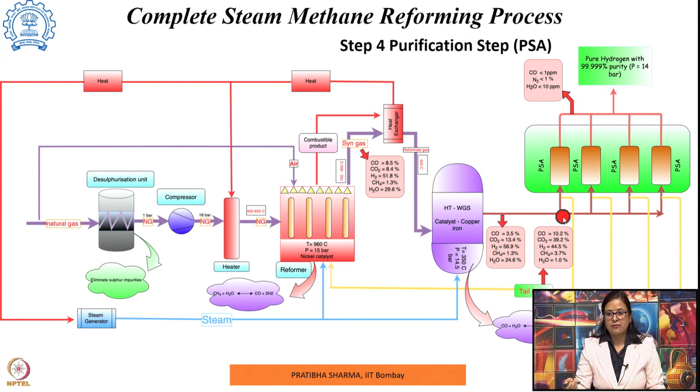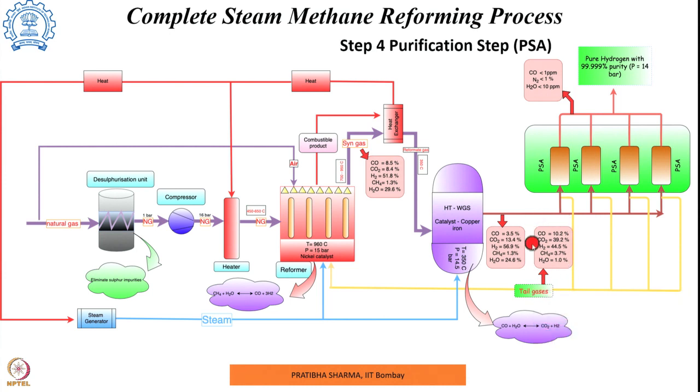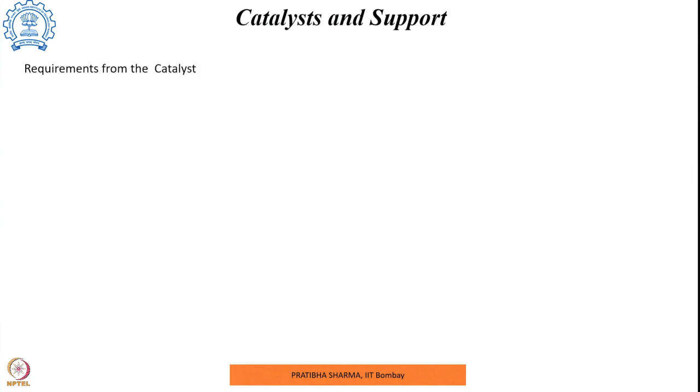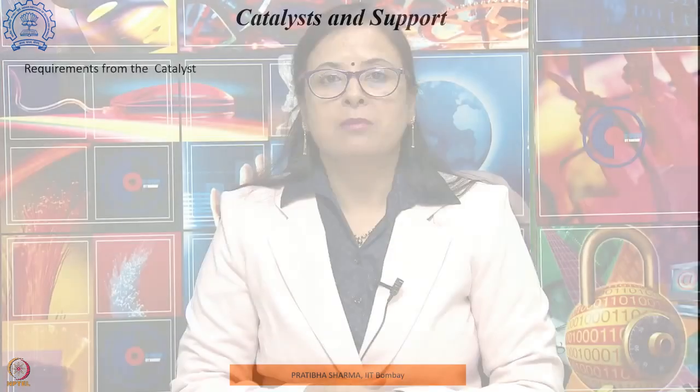However, there is still a sufficient amount of hydrogen and other gases with a certain calorific value in the tail gas or PSA off gas. That goes to the burner of the steam reformer and can be used as a fuel for heating, to conduct the endothermic steam methane reforming process. So, this is all about the reforming process.